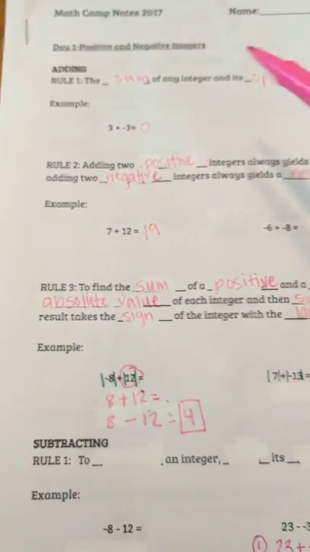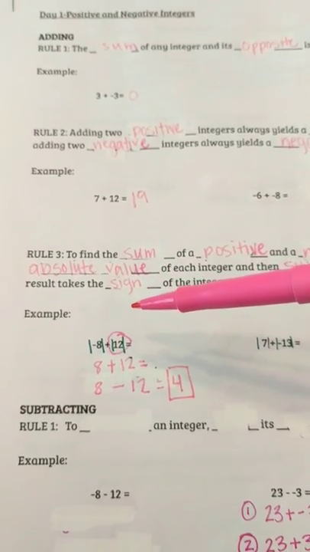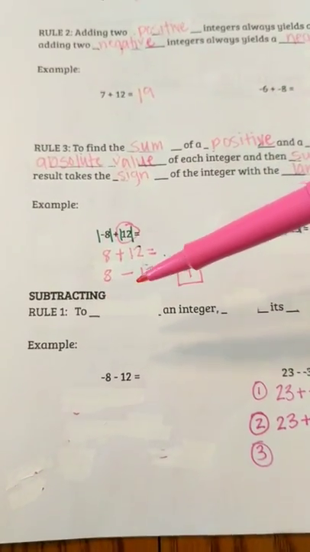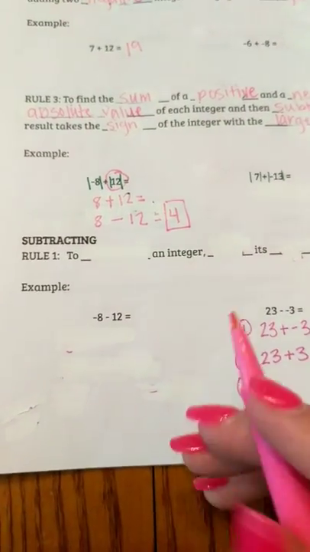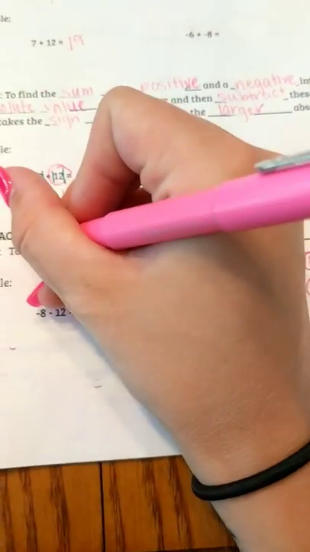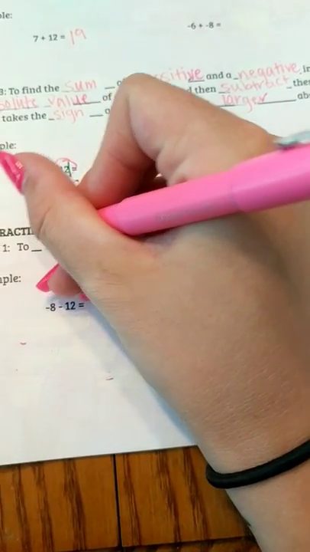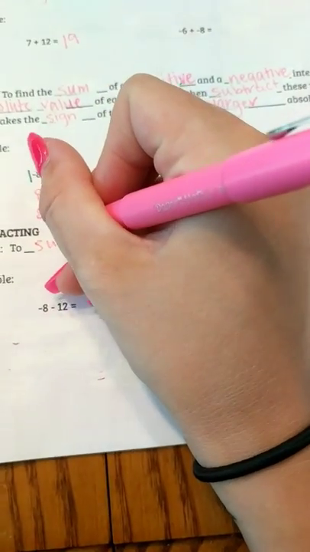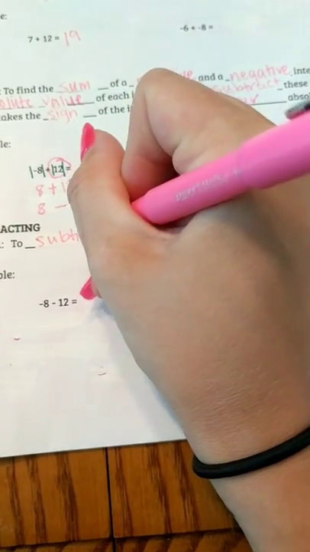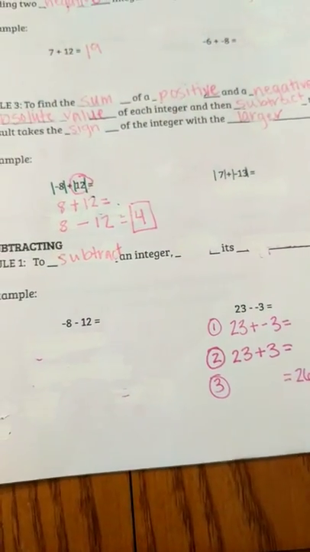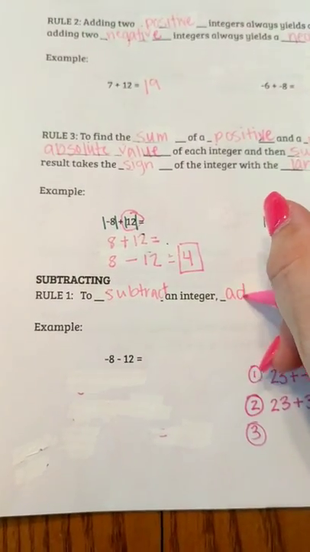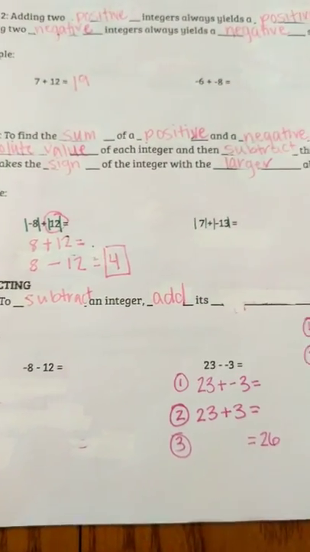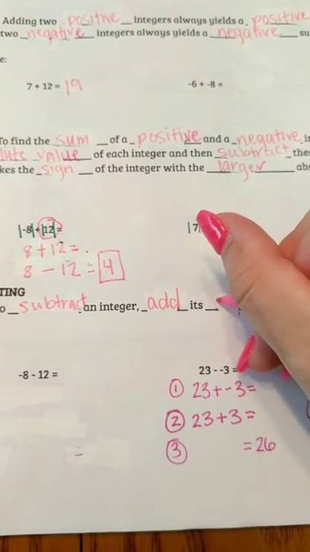Okay, so those are all of our adding rules. Now we're going to get into subtracting. So rule number 1 of subtracting. So to subtract an integer, you're going to want to add its opposite.